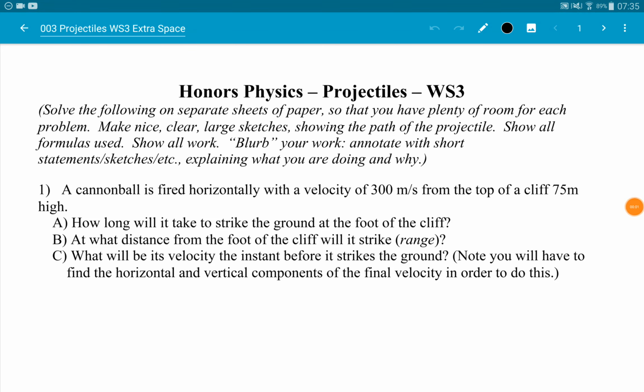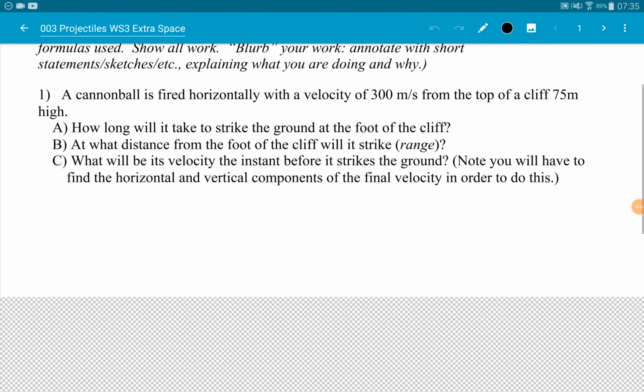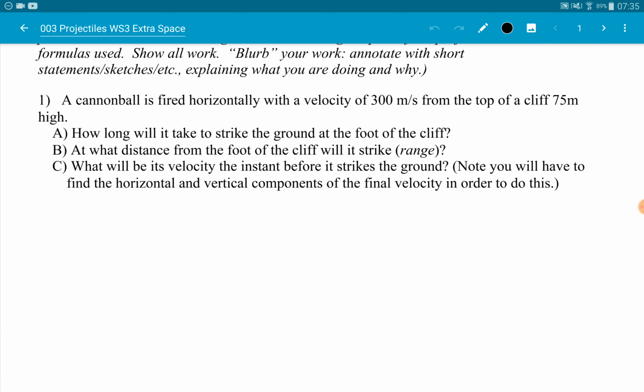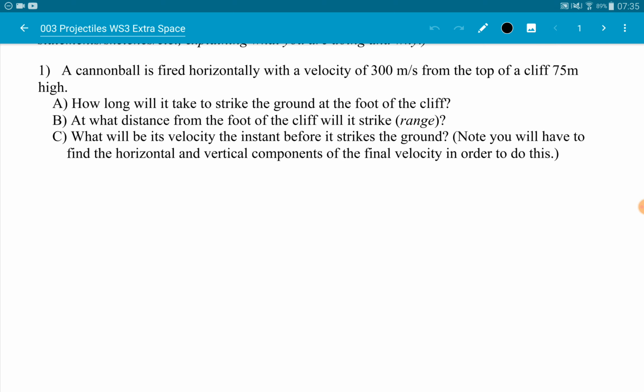Welcome back. We're in Projectiles worksheet number 3. Let's get into it. A cannonball is fired horizontally with a speed of 300 meters per second from the top of a cliff 75 meters high.